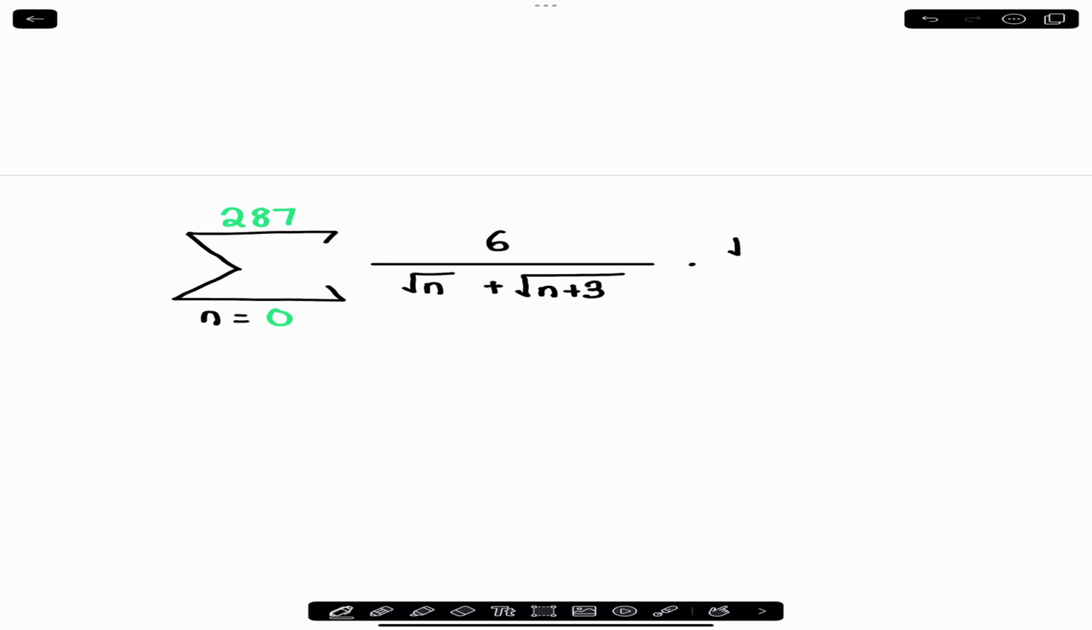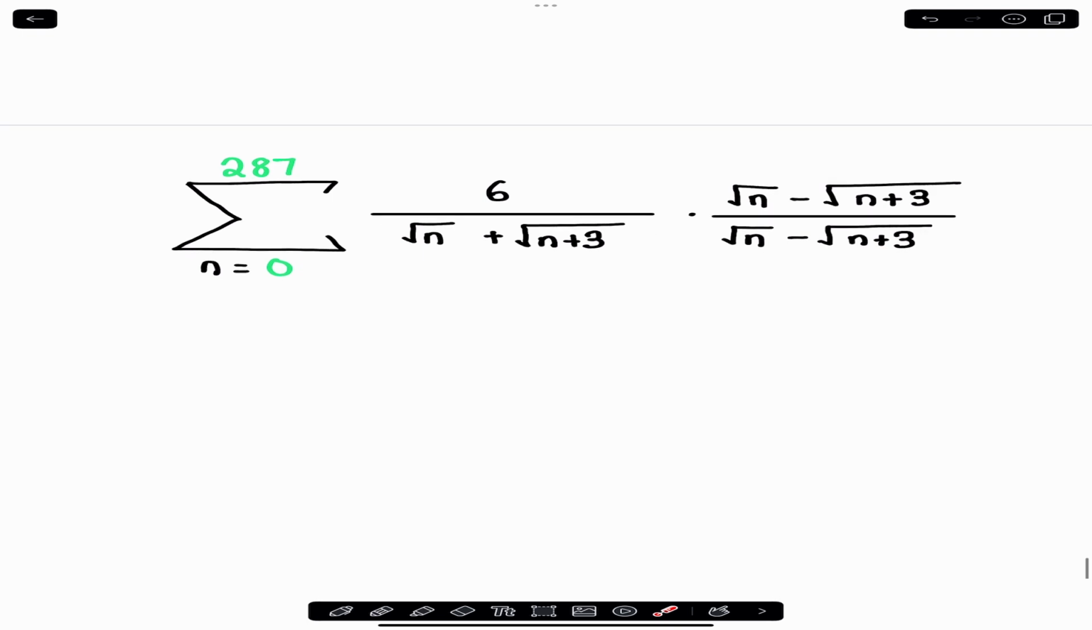So that would be multiplying by the conjugate, which would be the square root of n minus the square root of n plus 3. Remember, this minus sign is between the two expressions. We're not changing this plus 3 into a minus 3. No, that's not how you rationalize. This is how you rationalize. You are changing this sum over here. Okay, cool.